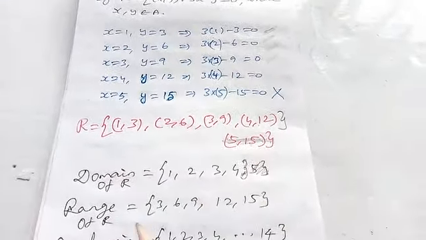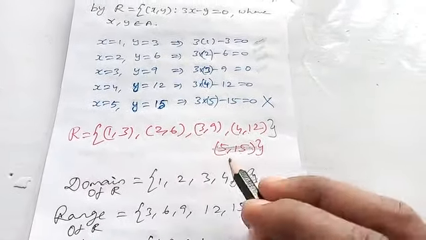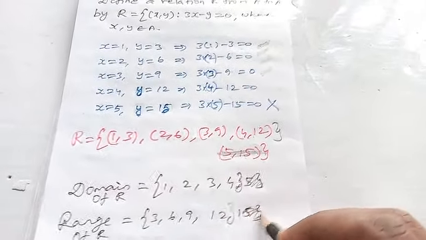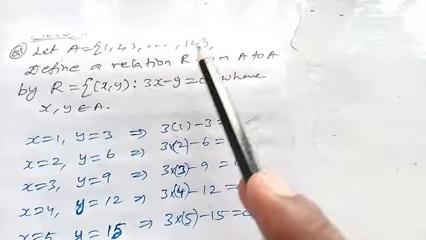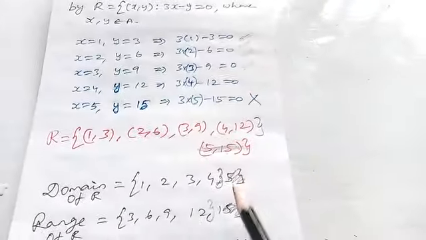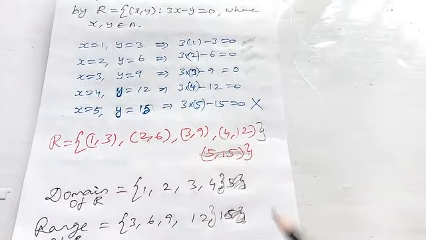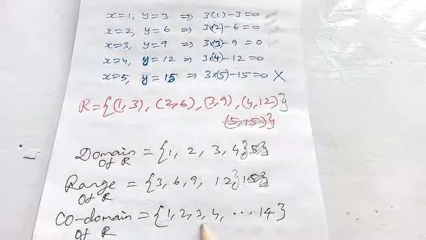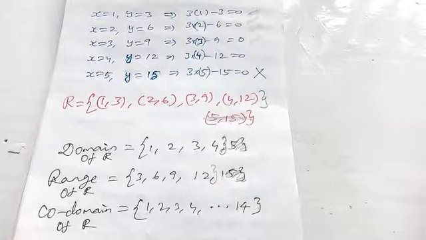Okay. The same way range of R is 3, 6, 9, 12. Why am I doing like this? When you do exam, you should not do such things. Because here up to 4 only, so 15 also will not come. 3, 6, 9, 12. Hope you got it. Then codomain of R will be 1, 2, 3, 4 up to 14. Hope you understand this sum.